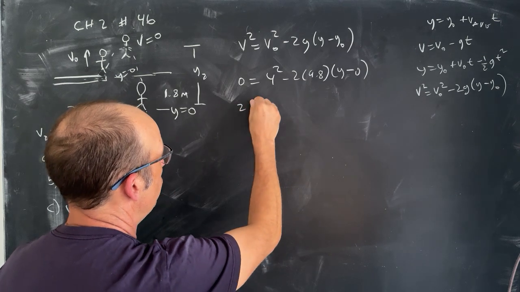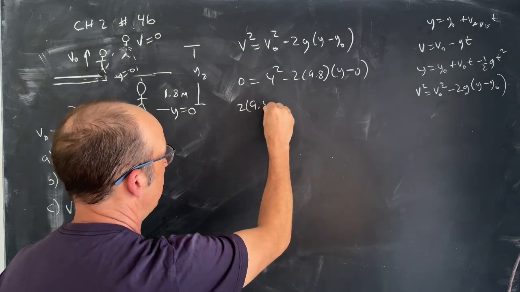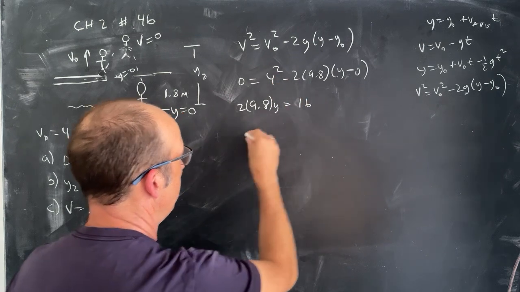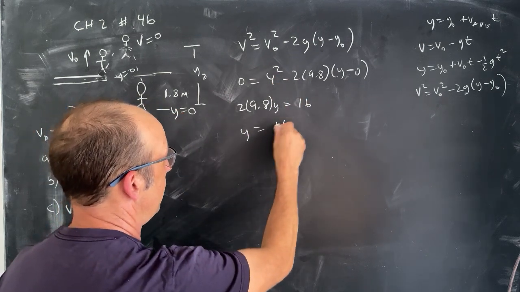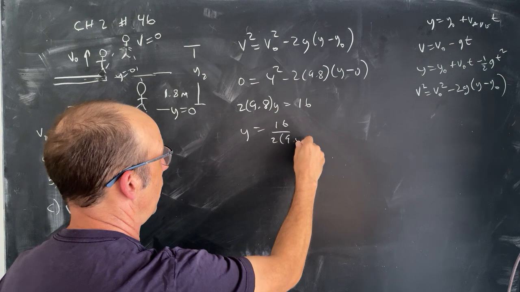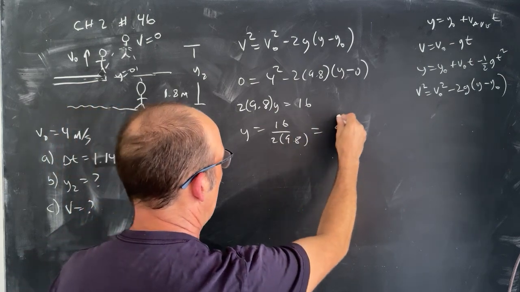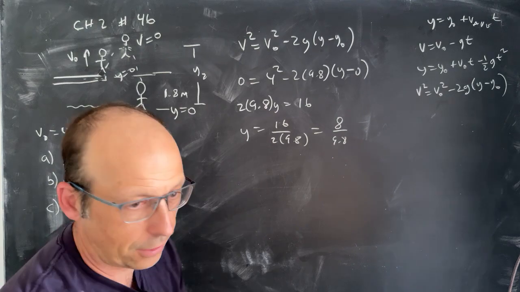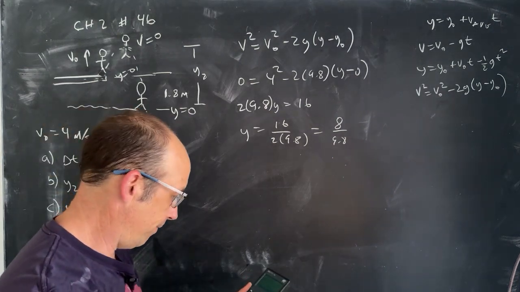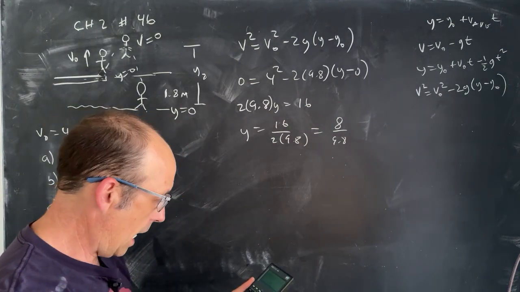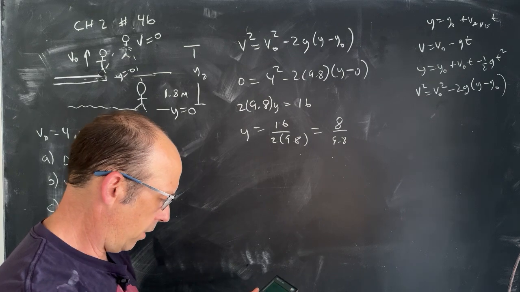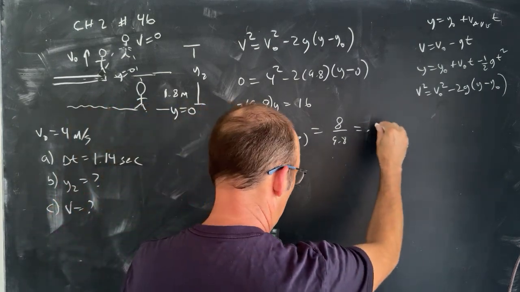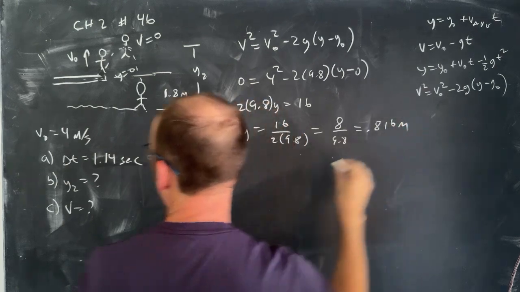So I get 2 times 9.8 times y is 4 squared, which is 16. So y is going to be 16 divided by 2 times 9.8. I'm just going to write this as 8 divided by 9.8. Why did I do that? Because 16 divided by 2. I don't know why I did it. One less operation. Okay. So I get 8 divided by 9.8, I get 0.816 meters.